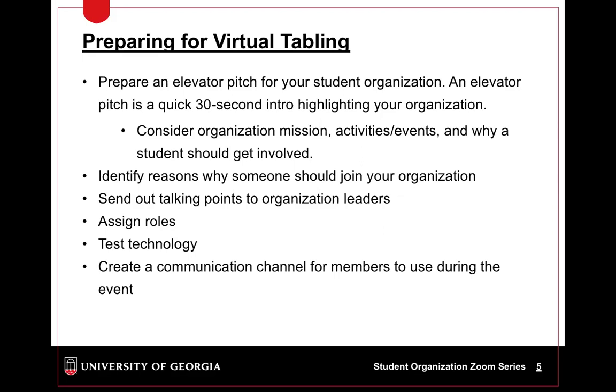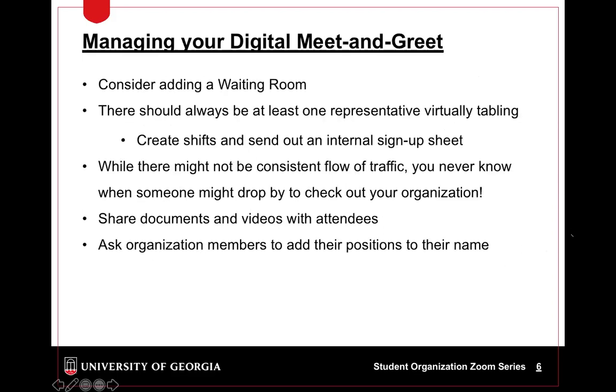You'll also want to test technology, so make sure that Zoom link works. Have different organization members sign in early to make sure that it's working so that if something is going wrong or if there was an accidental typo, we have a chance to fix that before the event goes live at 7 p.m. And then you'll also want to create a communication channel for organizational members. So a way to chat during the event if you need more people to log in or if anything's going wrong, that you just have an easy way to chat, whether that's through your organization GroupMe, through email, whatever it is that y'all use, just make sure you have something set up to be able to communicate during the event.